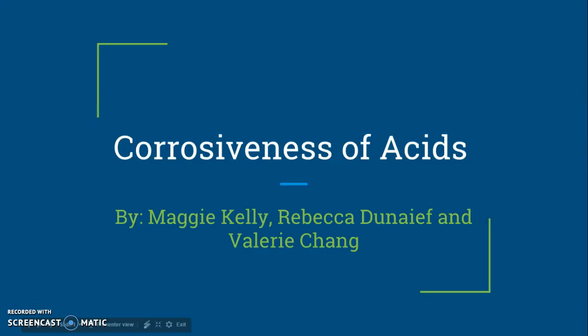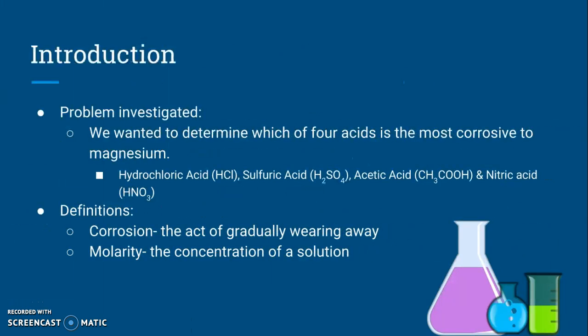Our lab was about the corrosiveness of acids. The problem we investigated was that we wanted to determine which of the four acids is the most corrosive to magnesium. We examined how reactive each one is based on how much it changes the mass of the metal, how quick the reactions occur, and the structure of each acid's molecules. Some definitions that will be important are corrosion and molarity.